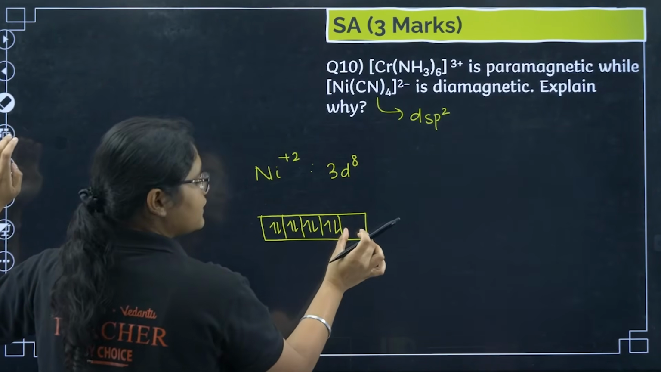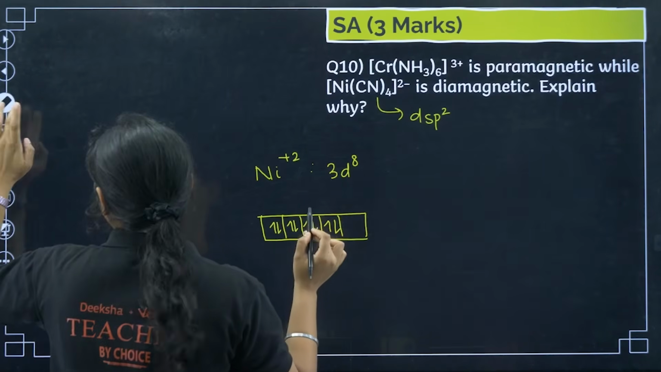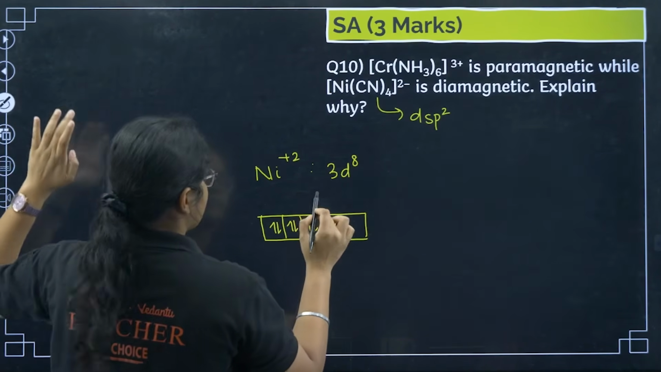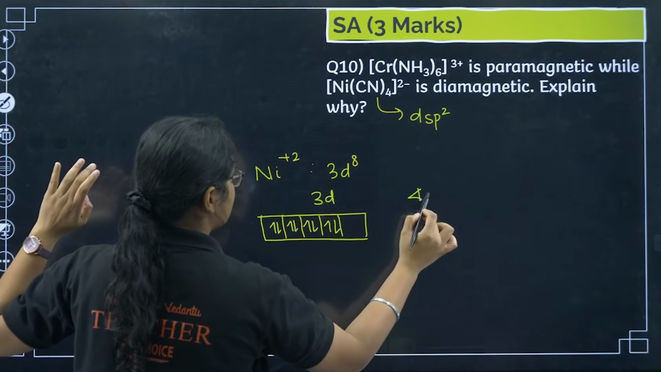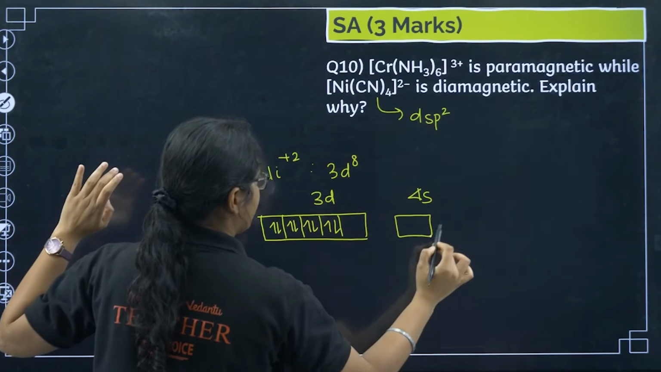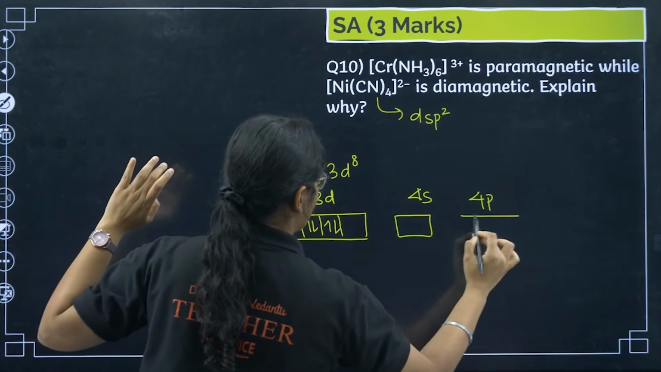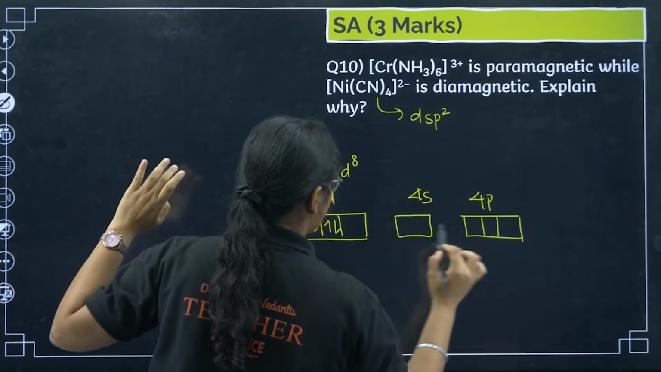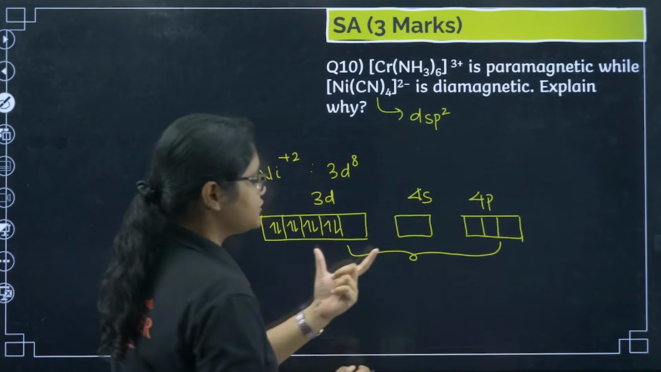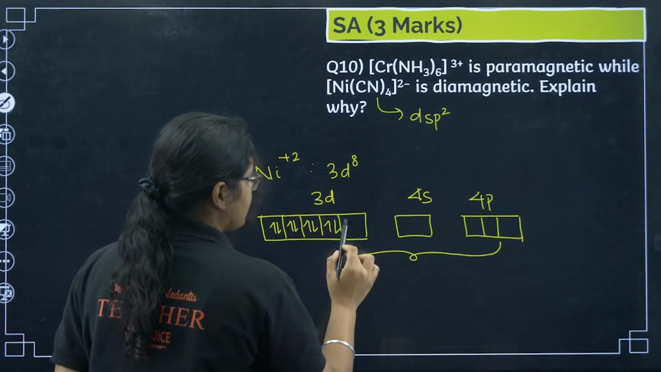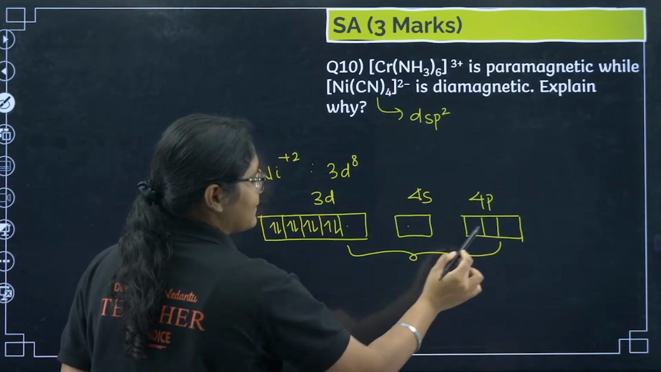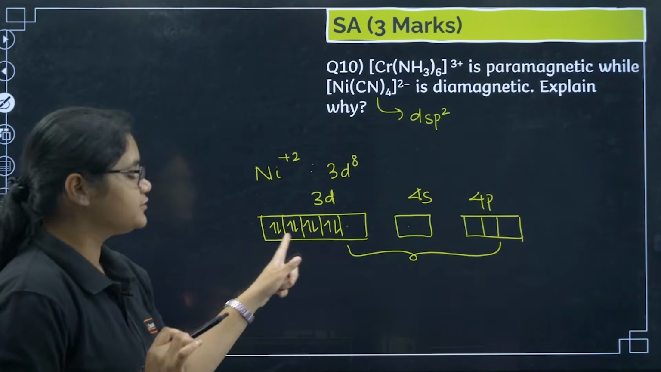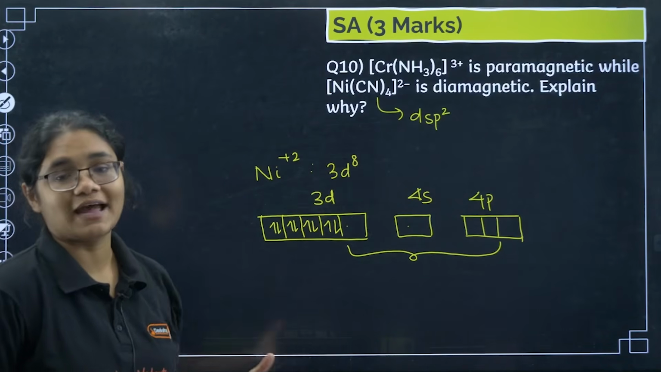This empty orbital we get is from 3d, and this is from 4s. Okay, dsp2. So this dsp2 hybridization takes place here, and I get these 4 orbitals. Now here you see there is no unpaired electron, so that is why it is diamagnetic.